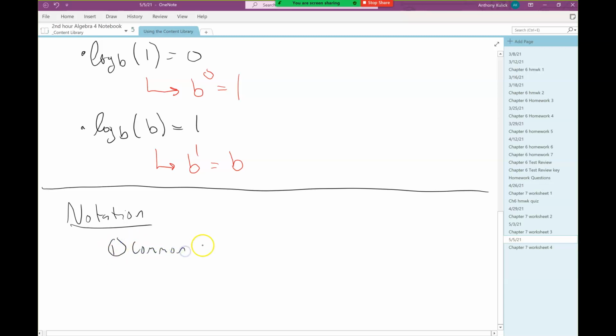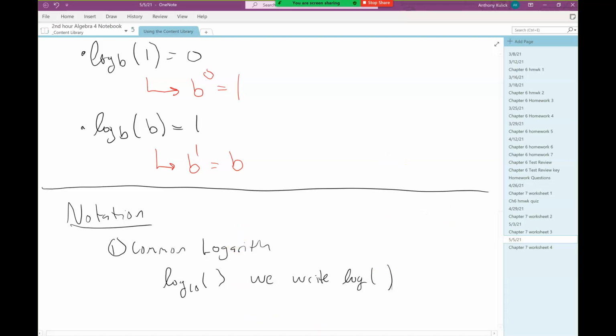My first one is the common logarithm. And that common logarithm is log base 10. But instead of writing log base 10, we write log with no subscript at all. Critically important that you memorize the fact that log with no subscript means log base 10. You're going to see that happen frequently, and if you can't remember that, it's going to cause all kinds of problems later on.